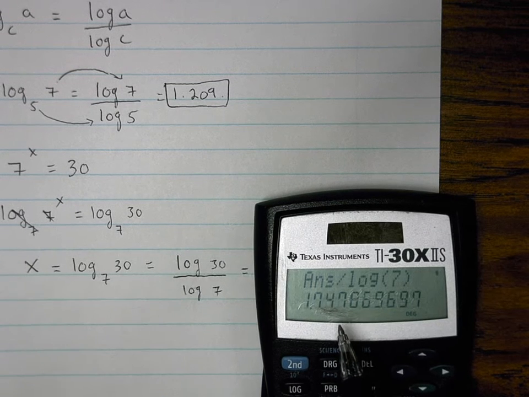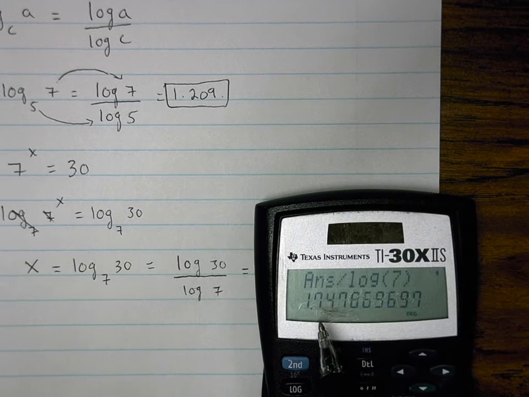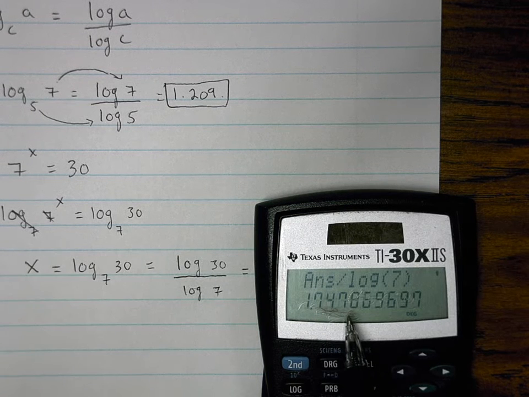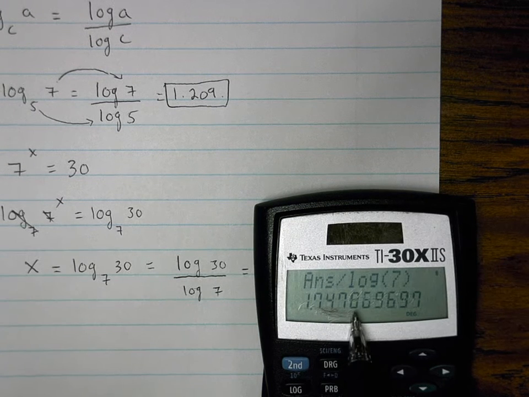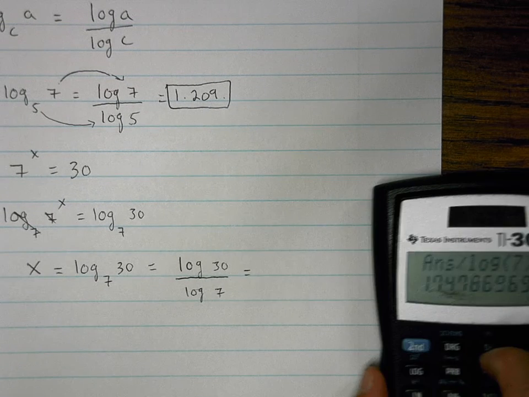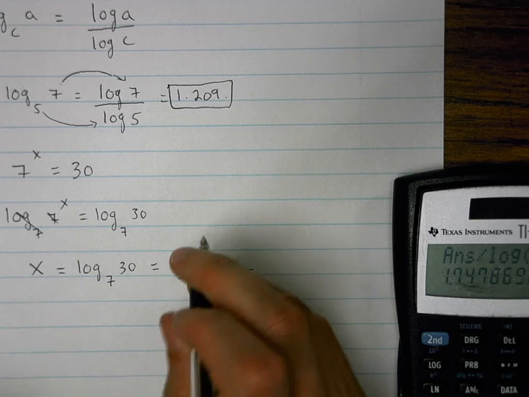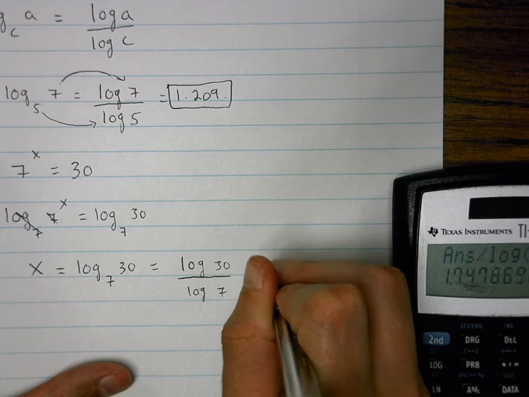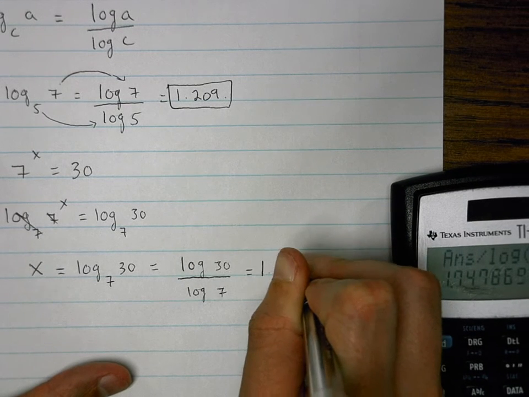Okay. You guys can follow along on your calculators if you want. But remember, we're going to round to the nearest thousandth. So that's 3 decimal places. So we actually have to look at the 4th decimal. That's an 8. So we need to round this up. So our final answer is 1.748.